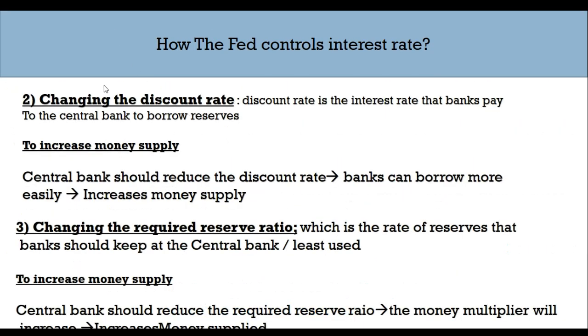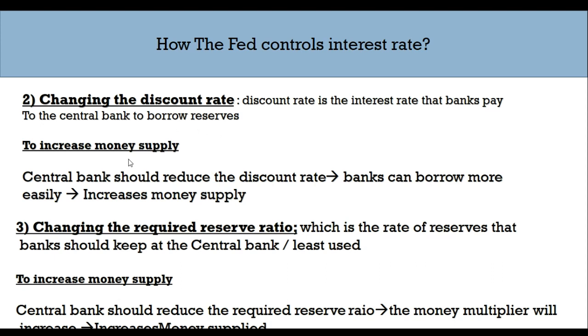Okay, now moving to the second tool, which is changing the discount rate. The discount rate is the interest rate that banks pay to the central bank to borrow reserves. We know that commercial banks can sometimes borrow reserves from the central bank, and the commercial bank should pay interest to do that.